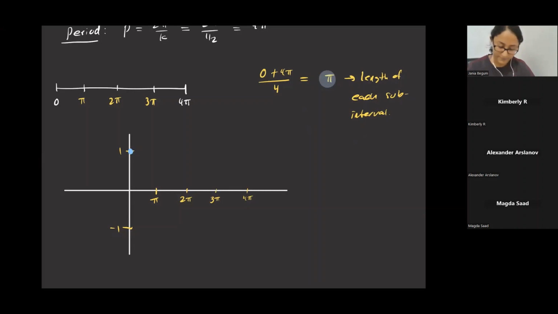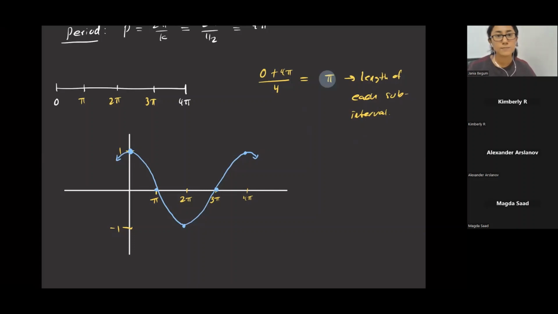Okay. So you put in the 0 and then that's it, right? And then you start adding until you get to your period, which is 4 pi. So this is the next point, this is the next point, that's the next one, that's the next one. That's one period. We can continue, but we just need one period. So the reason why it's 0 plus 4 pi over 4.